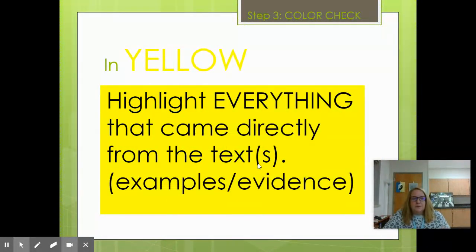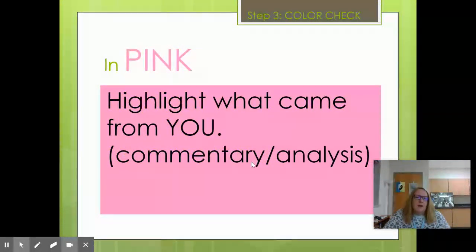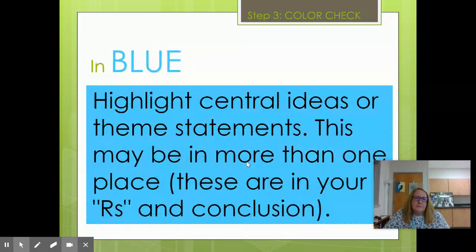Let me go back to this. You shouldn't have any quotes in your introduction either. Those should just be in your body paragraphs. In pink, here's where you're going to highlight what came from you, from your own brain, your own thoughts, your own ideas, your commentary and analysis. In blue, highlight the central idea or theme statements. It may be in more than one place. So like it could be the very last sentence of your body paragraphs and in your conclusion.